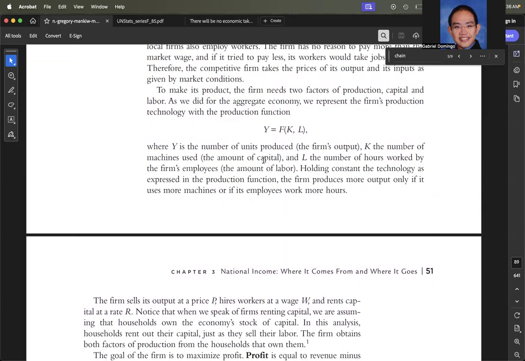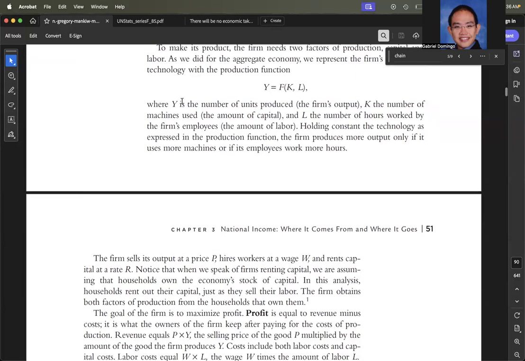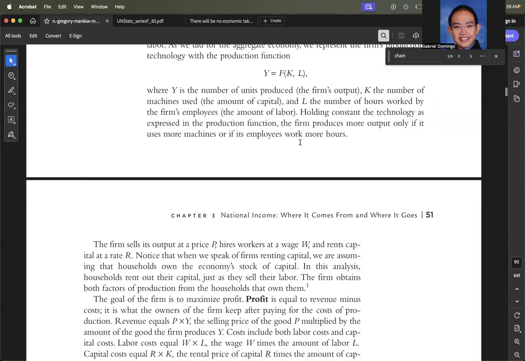Similar to the aggregate production function, we represent a firm's production function with a production function similar to that of the entire macroeconomy, where now Y is the number of units produced, which is the output for the firm. K is the capital of each firm, and L is the number of labor hours worked by the employees of the firm. This F is also constant returns to scale, and it's also holding constant technology as you're changing K and L.